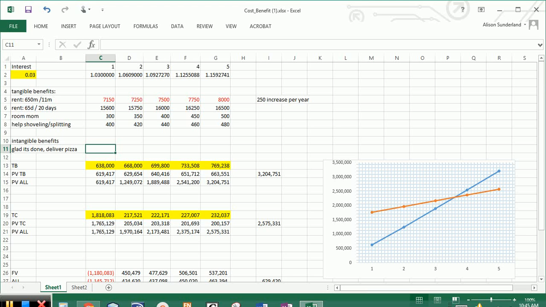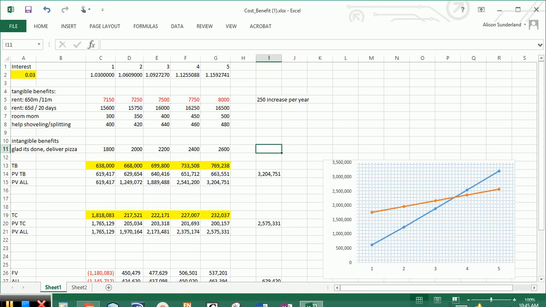And if I calculate that over a year, that is going to be roughly $1,800 a year, fulfilling my lifelong dream. I'm going to increase this $200 per year, because while the price of pizza will go up, I also assume that my tips will go up. So I've listed the tangible and the intangible benefits of completing my basement.